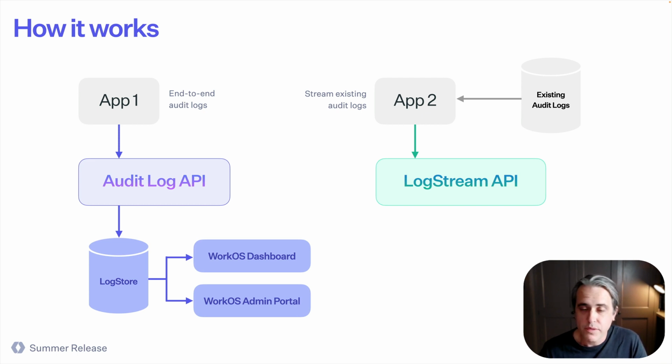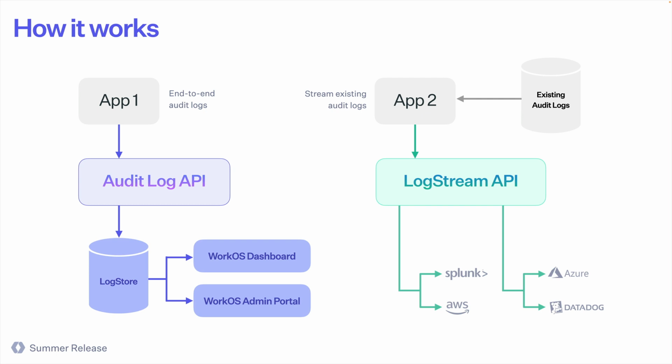That event data would then be normalized and made available to various third-party services that enterprises are already using to manage their logs. If App 1 also wants to connect their audit log events to a stream and stream them to a third-party service, they can also use the LogStream API to do this.